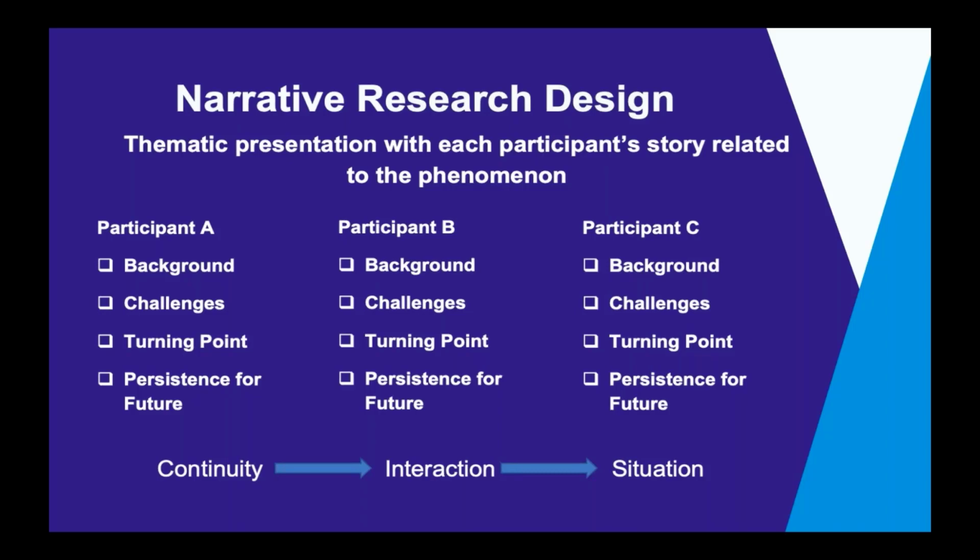Continuity is the past, the present, and the future. So here we see background, we see turning point, which could be the present, and then that persistence to future, which is that look to the future. Interaction has to deal with the interaction between oneself and the phenomenon, and interaction with others in relationship to the phenomenon. And then situation has to do with place. If you're using Clandinin and Connelly, these become really important, and that idea of place could potentially come up in all of these themes that we see.